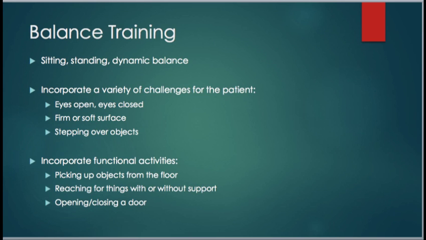If indicated by your examination, you want to test your patient and train your patient in sitting, standing, and dynamic balance. Remember to incorporate a variety of challenges for the patient. Ask them to open their eyes or close them, have them sit or stand on a firm or soft surface, or have them try stepping over objects. You can also incorporate functional activities like picking up objects from the floor, reaching for things with or without support, or opening and closing a door.